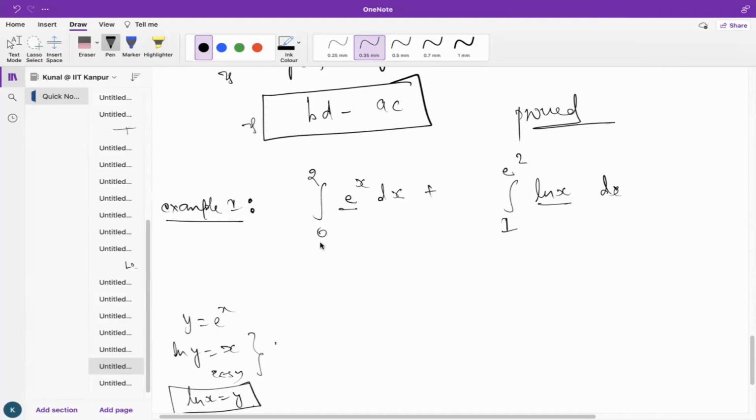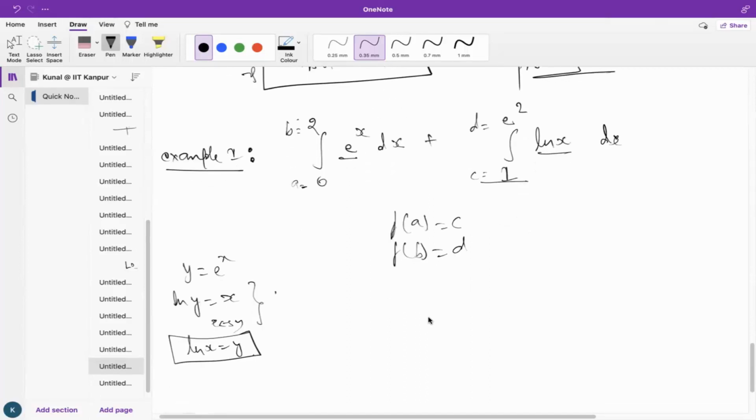And when we substitute, this is our a and this is our b, this is our c and this is our d. When we substitute e to the power x where x is 0, we get c. That means f(a) is equal to c is satisfied, and f(b) is equal to d is also satisfied, right? So we can write this integral directly as the product of the upper limits minus the product of the lower limits. So it will be 2e square minus 0. So our final answer is 2e square.